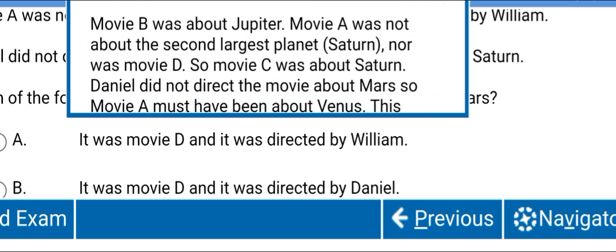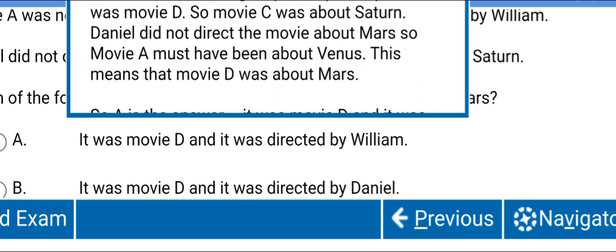Movie B was about Jupiter and movie A was not about the second largest planet, that is Saturn, nor was movie D. So movie C was about Saturn, and Daniel did not direct the movie about Mars. So movie A must have been about Venus. This means that movie D was about Mars.